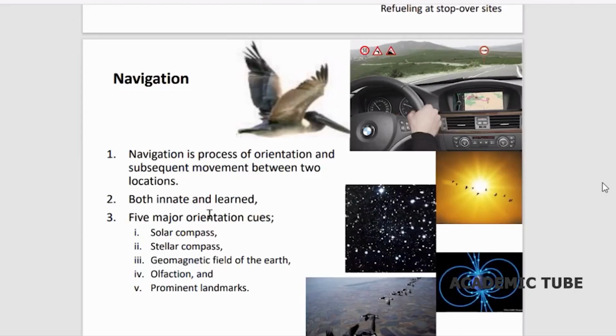You know the word innate now, and you know learned, right? Now in order to find the route, they use major orientation cues, that is, things in the environment used to perceive direction. The first one is the sun pattern. That is what you call the solar compass. Right? Then the star pattern, the stellar compass, and the geomagnetic field of the earth.